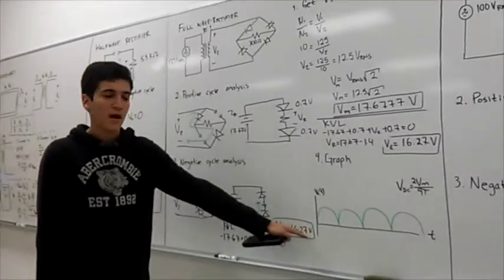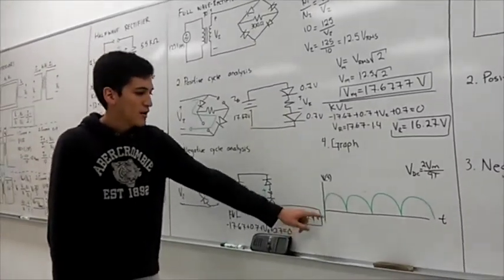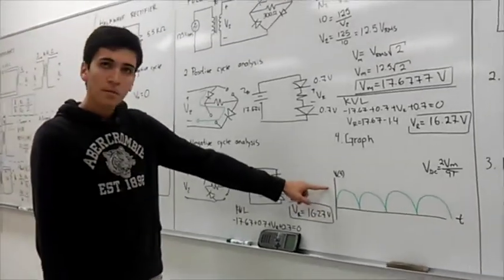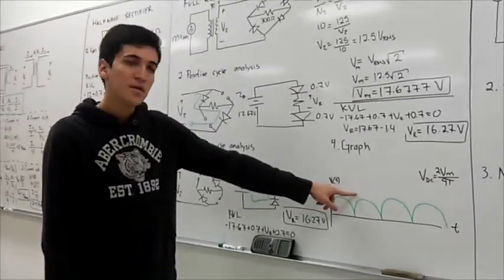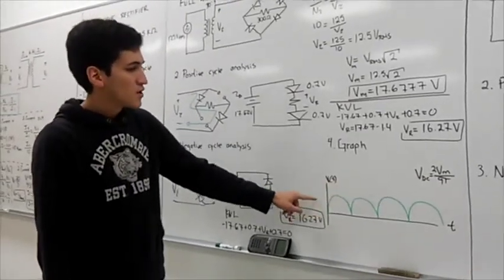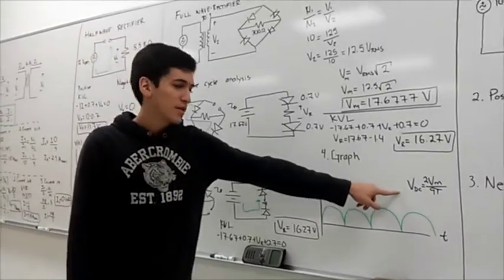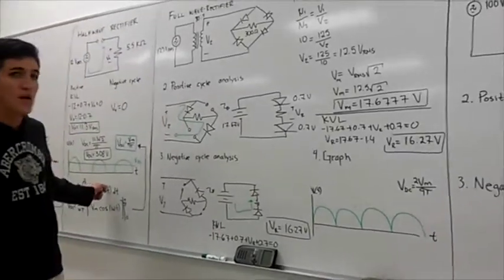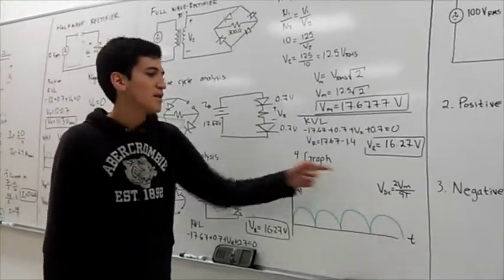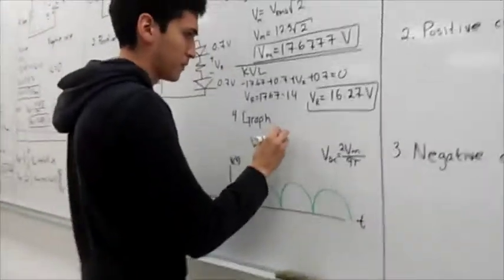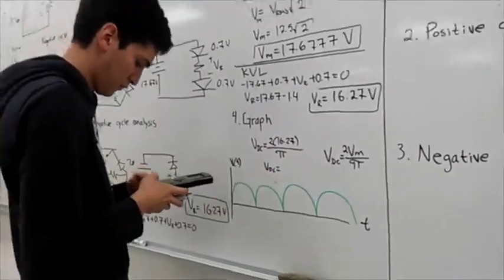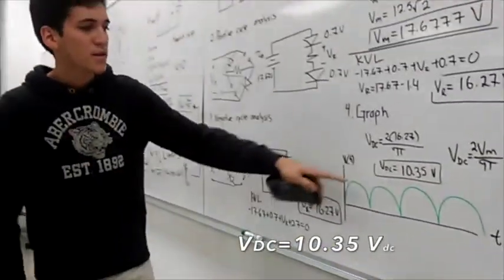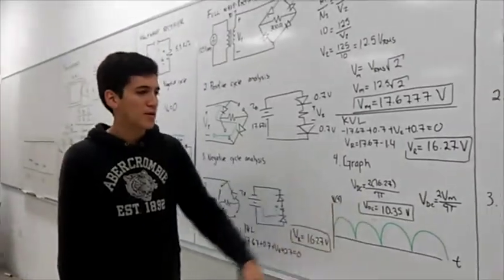Finally, we can graph our circuit with the voltage against time on the resistor. It's going to be a peak value, then again the peak value on the positive side. So we can get again our direct current, but this time, because we have half of the period that we had in the half-wave rectifier, it's going to be 2 times the last formula. So we are going to have 10.35 volts of direct current.